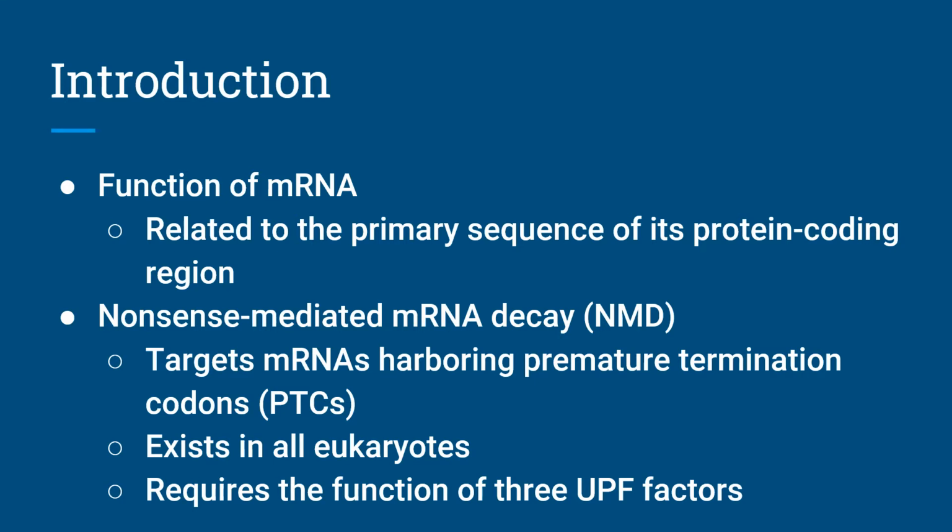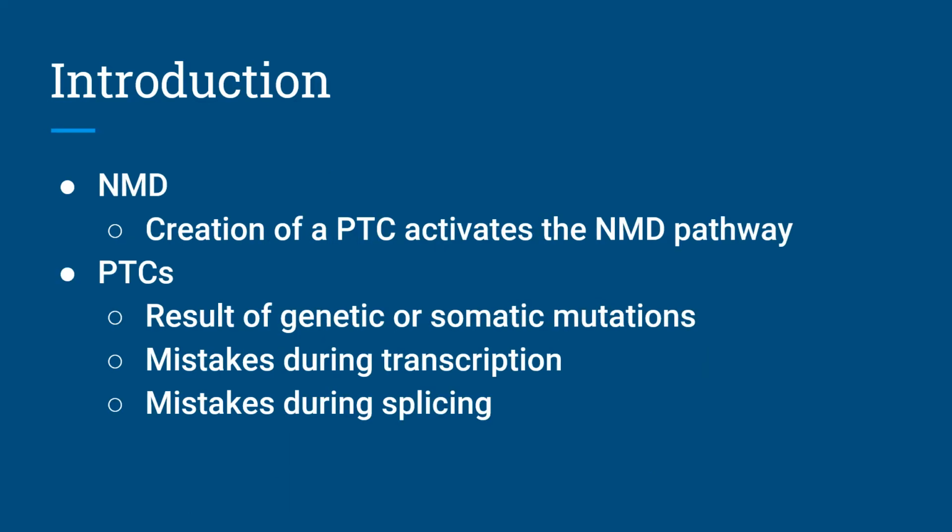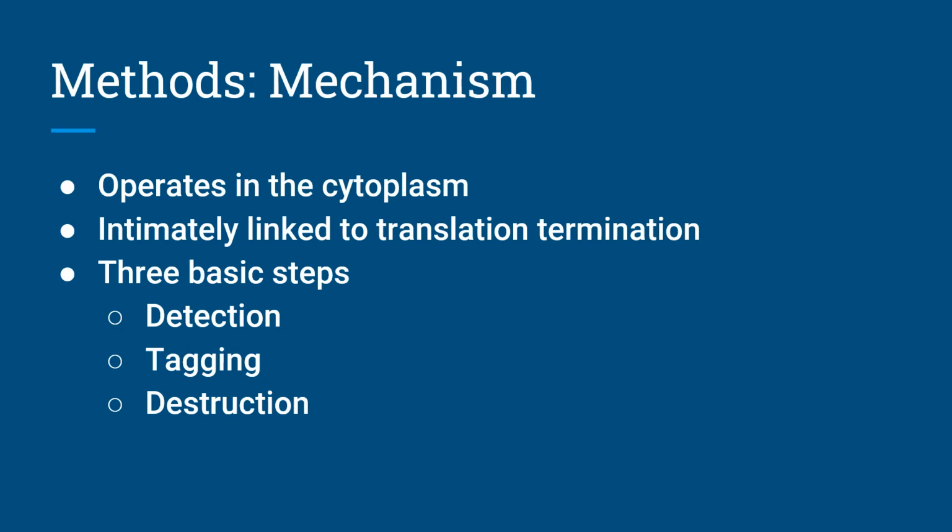From yeast to humans, activation of nonsense-mediated mRNA decay requires the function of the three conserved UPF factors, which are UPF1, UPF2, and UPF3. In particular, creation of a premature termination codon generally activates the nonsense-mediated mRNA decay pathway. Premature termination codons can be introduced as a result of genetic or somatic mutations, mistakes during transcription, or mistakes during splicing. So now I'm going to be going over the mechanism.